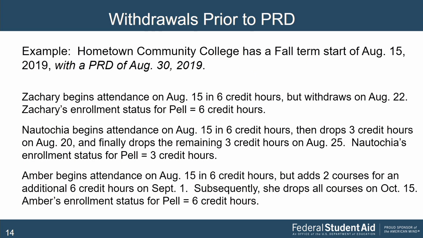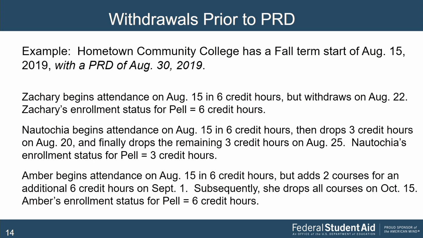So we have Hometown Community College. We have Zachary. Zach begins with 6 credit hours on August 15th. He withdraws on August 22nd. His enrollment status at the time is 6 credit hours, so that's what would be his Pell eligibility status. We have Natasha. She begins on August 15th with 6 credit hours. She drops 3 credit hours on August 20th. She finally drops the final remaining 3 credit hours, so she's going to withdraw completely on August 25th.